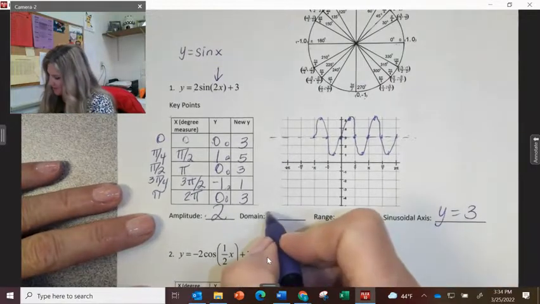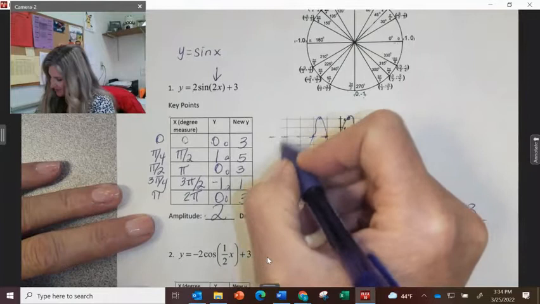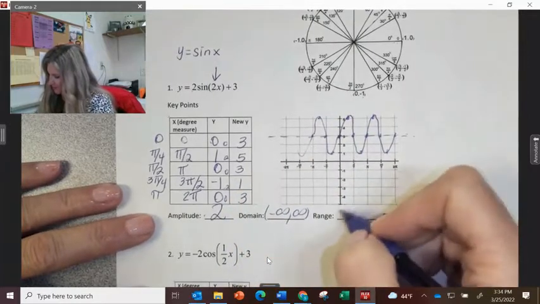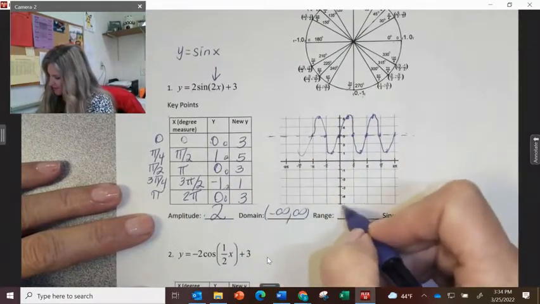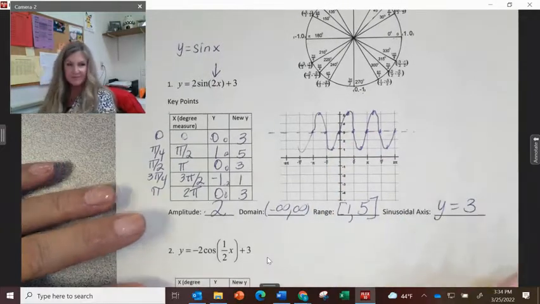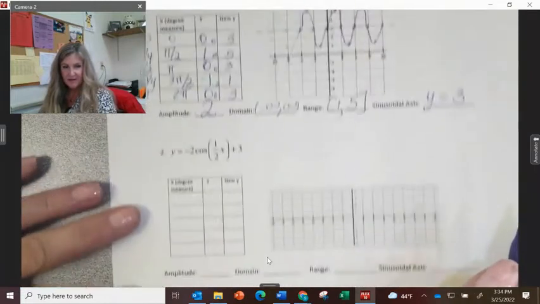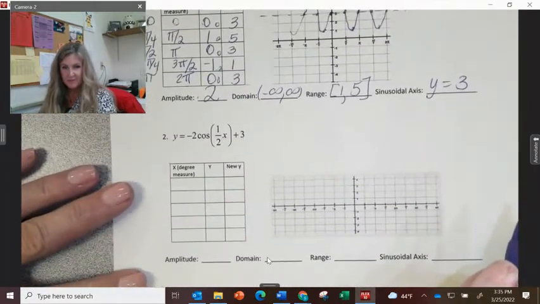The domain on all of these is going to be negative infinity to infinity because these go on forever. Always, always. The range is our lowest y, which is 1, to our highest y, which is 5. And that's how we graph it. All right, number 2.